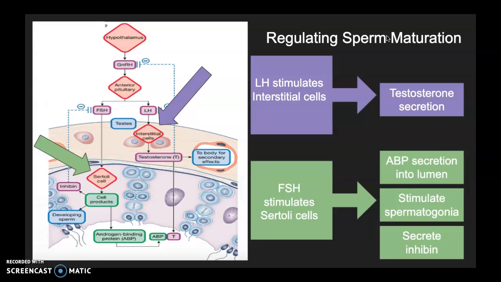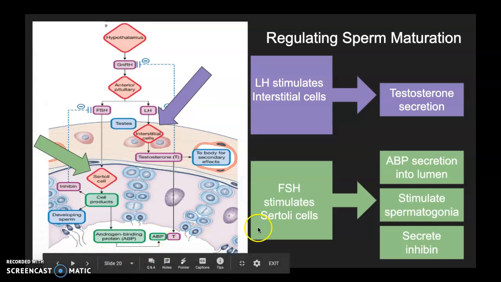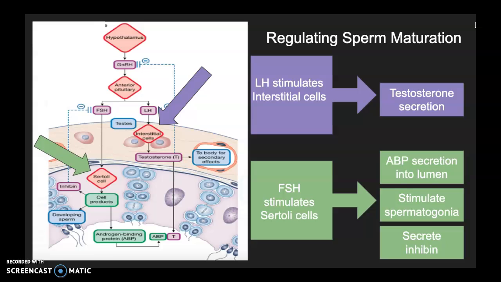Luteinizing hormone causes interstitial cells to secrete testosterone, which can then migrate throughout the body in the circulatory system. Follicle-stimulating hormone causes the Sertoli cells to produce a number of different products. The first is androgen-binding protein. Androgen-binding protein is released into the lumen of the seminiferous tubule, highlighted here. And androgen-binding protein binds to the testosterone released by interstitial cells to keep it in the lumen.